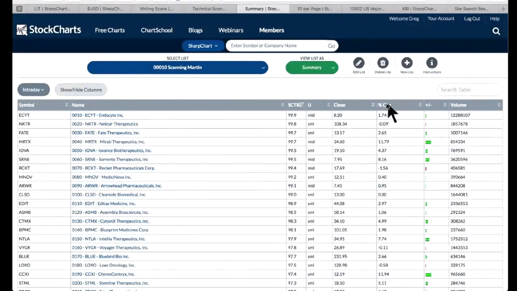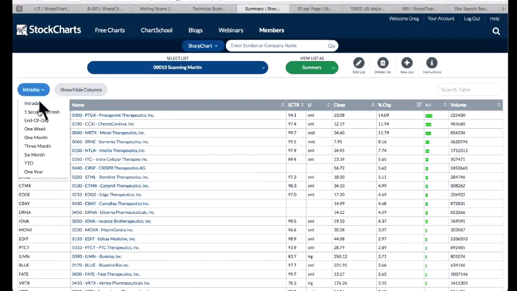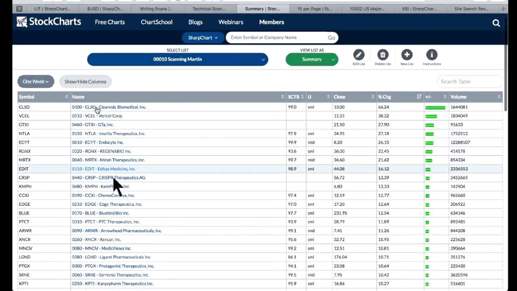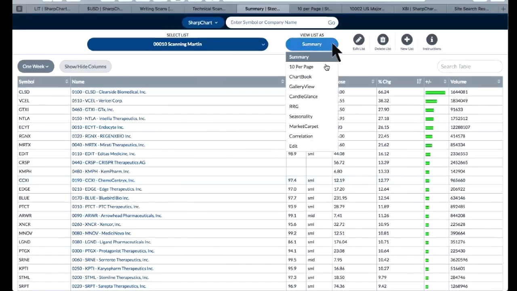Now we can do it by percentage change. We can set it up. So let's just see over one week. Here's some of the ones really flying. This is a small stock. It's up 66% in a week, and scooter ranking at 99. Obviously, they came out with some nice stuff, but you don't have to play that risky side of it. You can literally just go look at 10 per page.